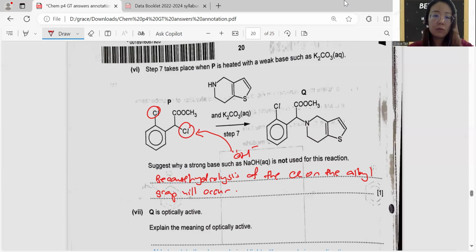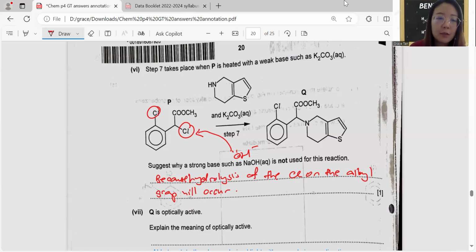So if you want the ring to sit on the alkyl chlorine, we need to use a base, but we need to use a weak base. If you use a strong base, instead of that whole ring sitting on the Cl, which is the alkyl Cl, your hydroxide from the NaOH will go and substitute on it via hydrolysis. That will be my answer.